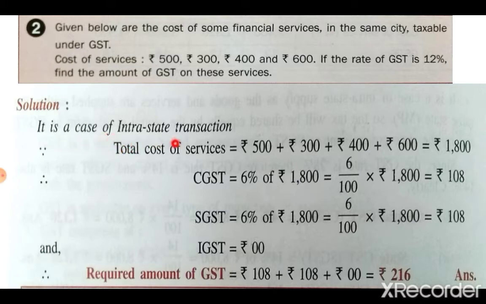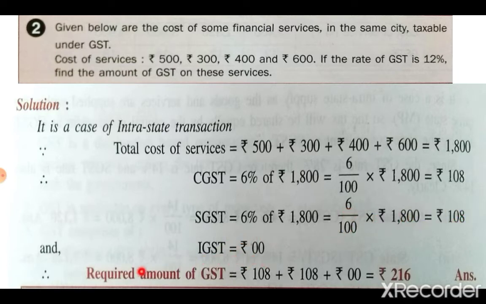It is a case of intrastate transaction. The total cost of services, adding all these services, will come up to rupees 1,800. We have to calculate CGST, so that will be 6% of rupees 1,800. So 6 upon 100 into 1,800 will come up to 108. SGST will be the same, that is 6 upon 100 into 1,800, 0, 0, 0, 0 will cut and 18 into 6 will be 108, and IGST is 0.